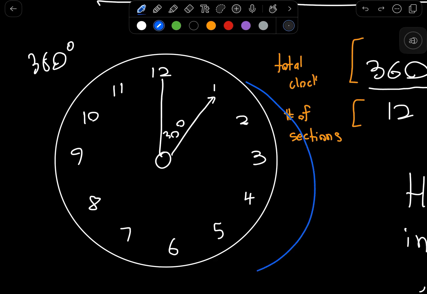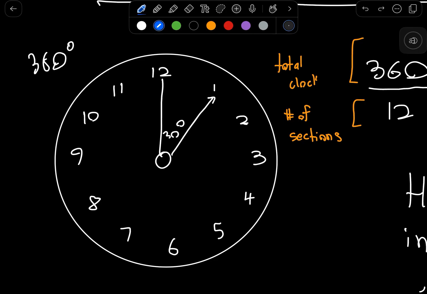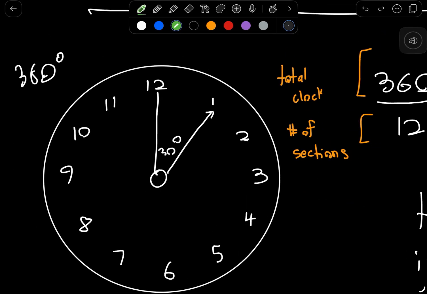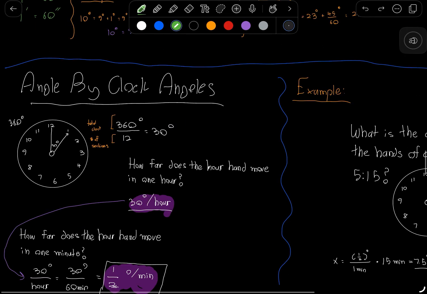Now remember that a clock ideally would be a circle, and a circle is 360 degrees because it goes around the entire thing. You could think about it as one complete revolution or rotation. It starts here and it goes completely around the back. So an entire circle is 360 degrees, and there are 12 sections. That means each section between two consecutive numbers is 30 degrees, because 360 divided by 12 is 30. So the angle between two consecutive numbers is 30 degrees.